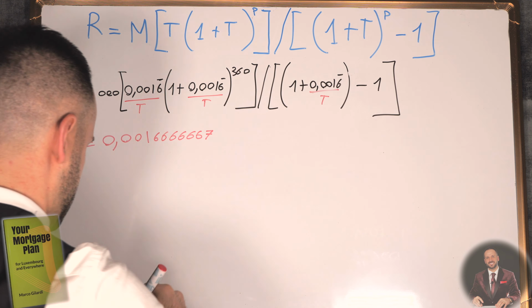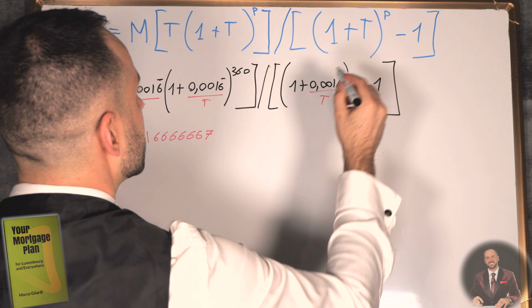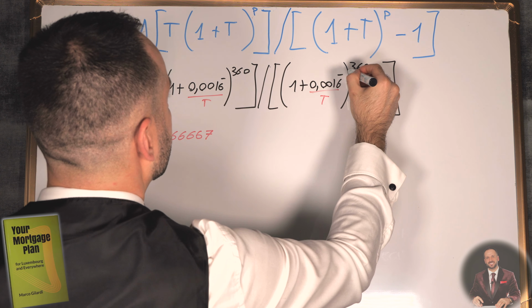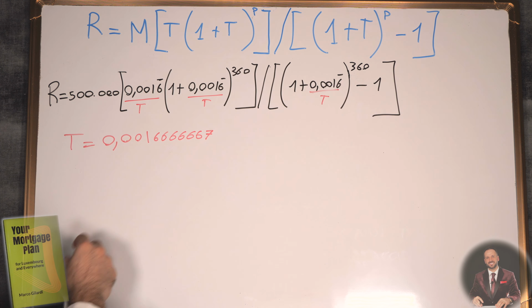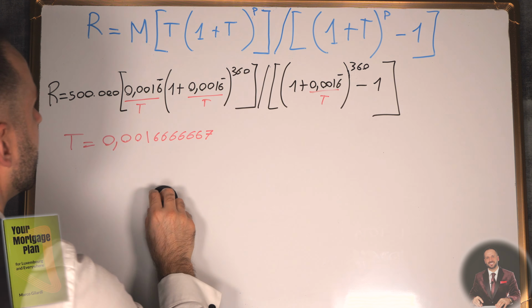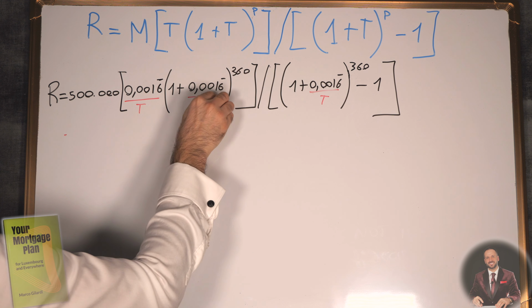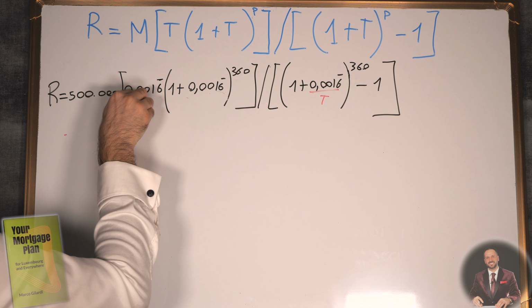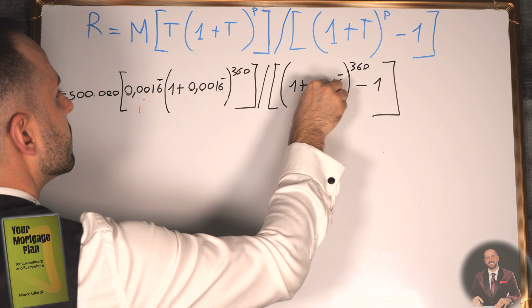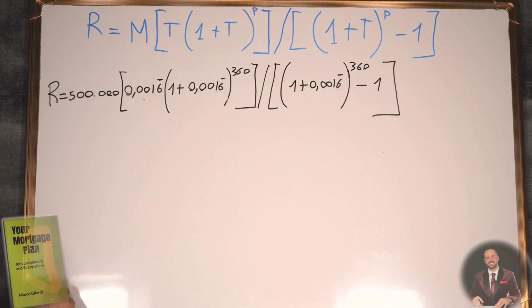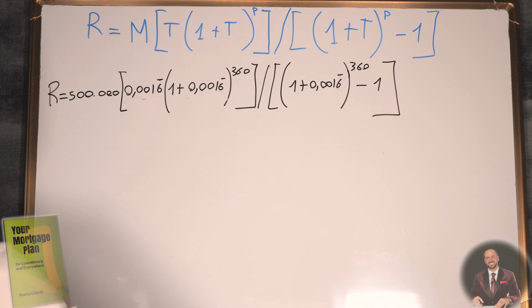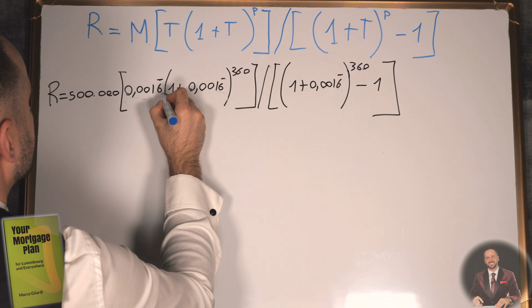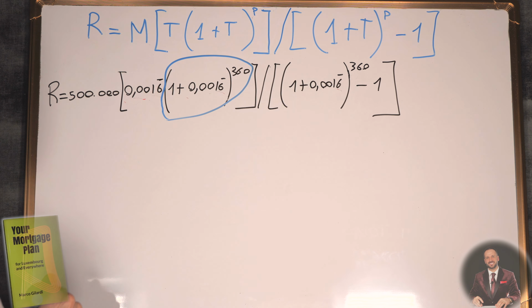Then here is wrong. This is 360 because we already know that it is 30 years. So 360 months. Okay, so that's the point here. We have T and T here. So the first operation to do, once we replace all our values, is to do this calculation first. Let me take the blue one. Before, we have to do this calculation, this one, okay?